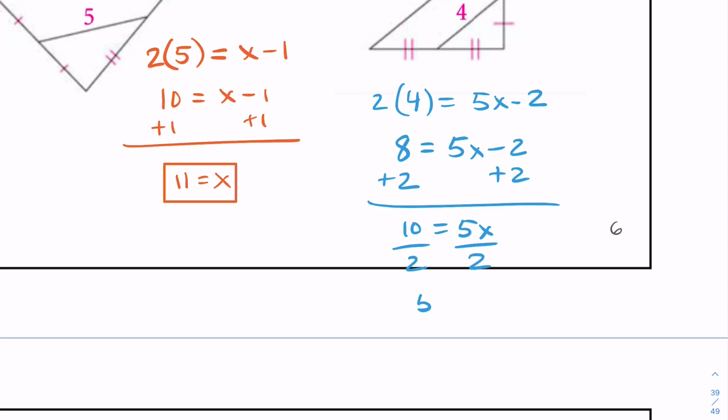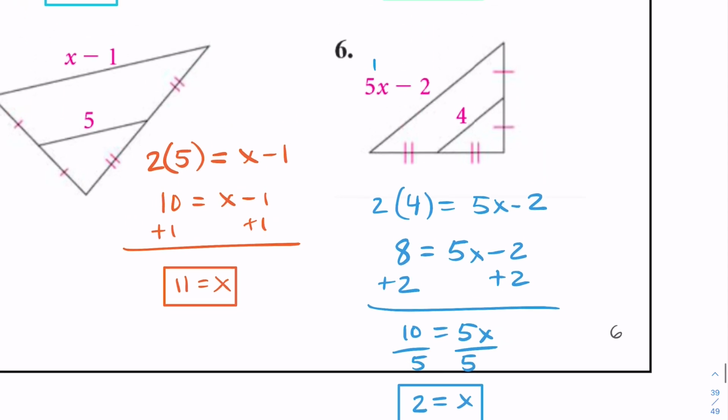So 5, oh, sorry, I'm dividing by the wrong thing. Divide both sides by 5. I'm doing the math way too quick in my head. So 2 equals x. Okay, so if 2 is x, that's 10 minus 2, which is 8. And 8 is double 4, so we are good to go.